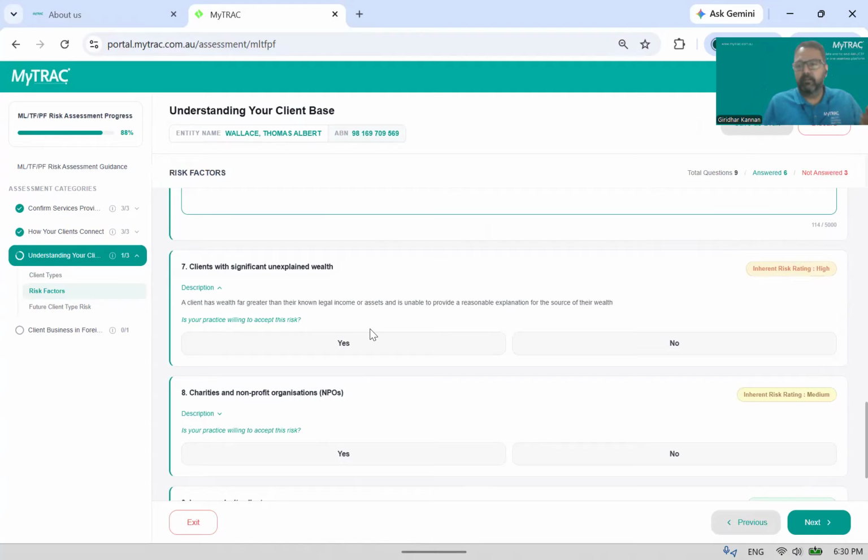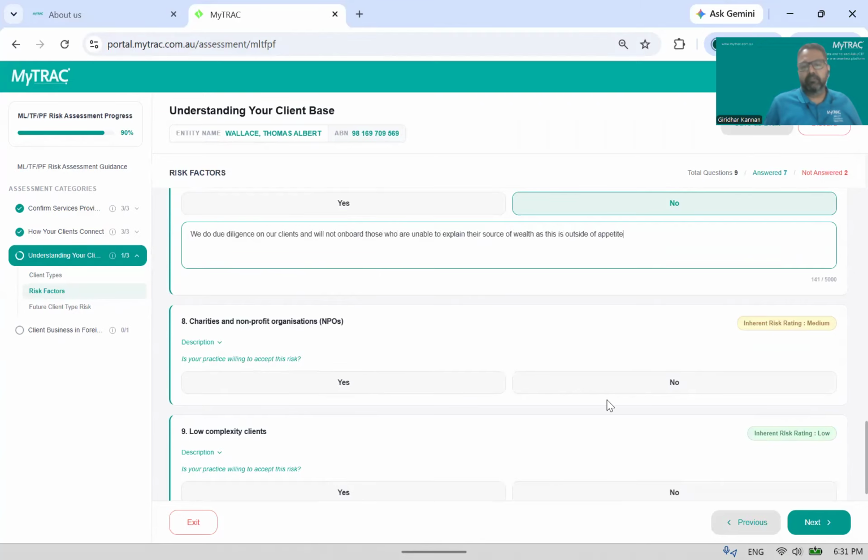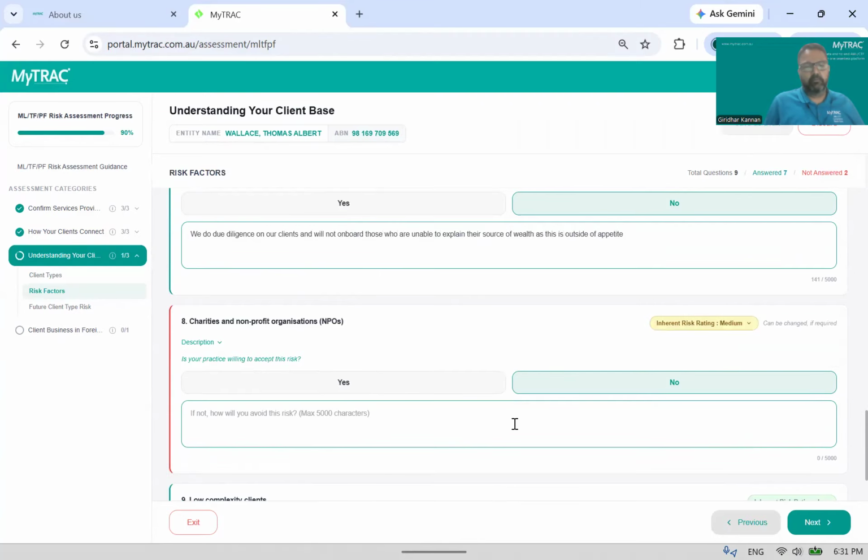So either you want to go ahead and do it, you say yes, and then collect those documents. If you say no, then you need to basically say how. So I just say we do due diligence on our clients and will not onboard those who are unable to explain their source of wealth, as this is outside our appetite. That's it. Charities and non-profit organizations, whether you'll work with them or not, I'm just going to say no. So I'm just copying here, and just make those changes.